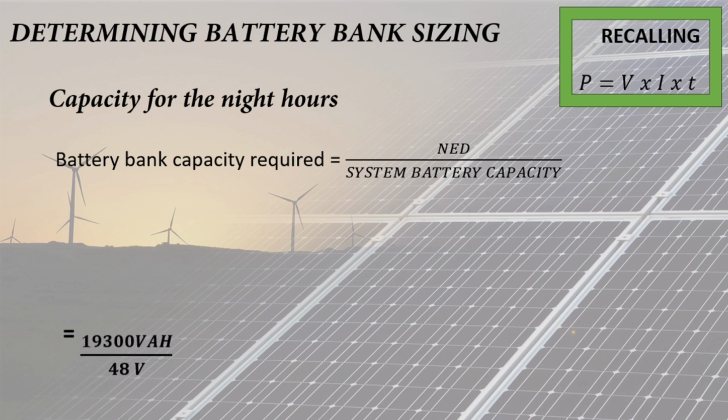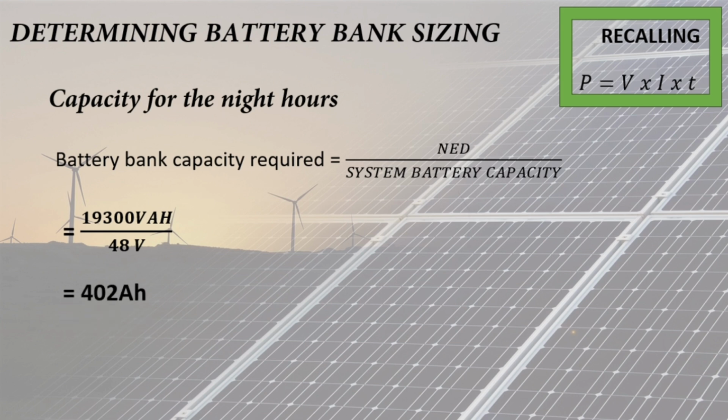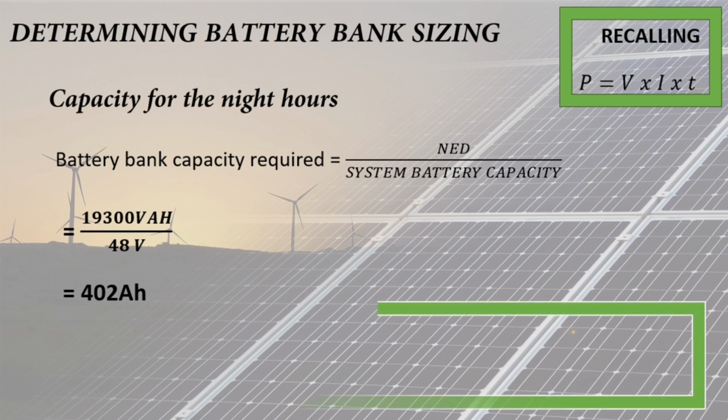So we got our total night energy demand is 19,300 over 48 volts. V and V cancel each other. We're left with 402 Ah. This is the capacity required.